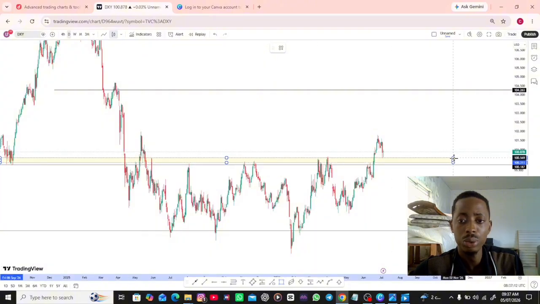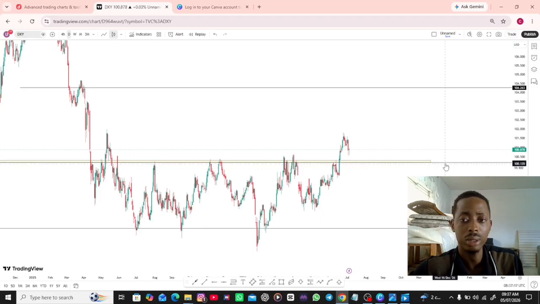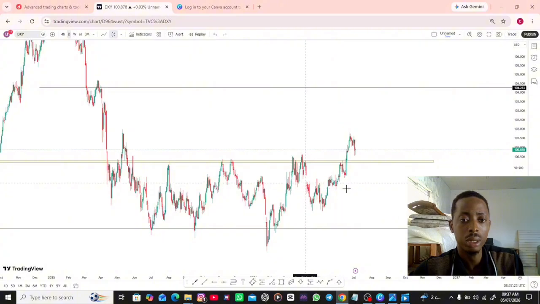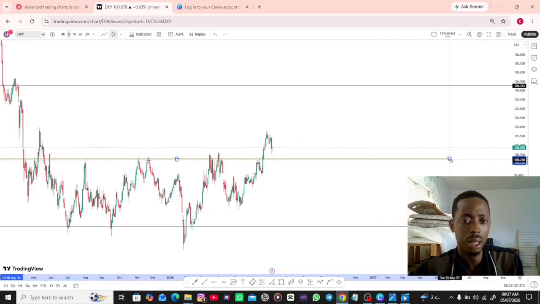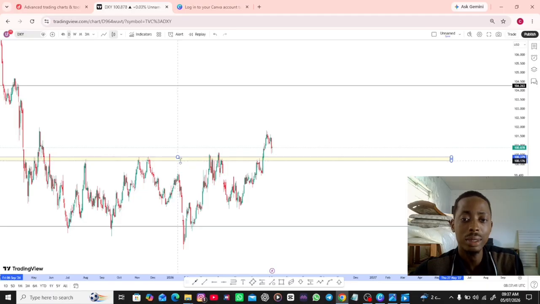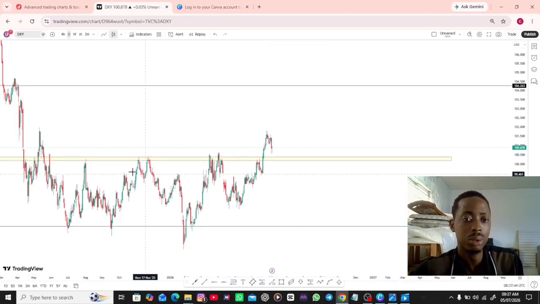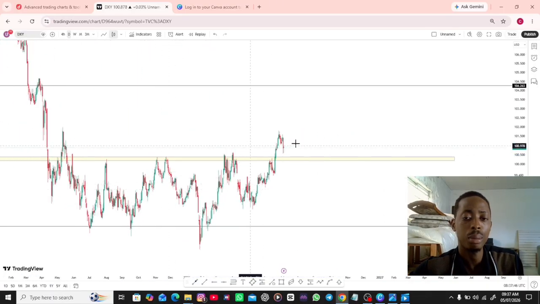For me, I don't use a horizontal bar as my level. I use a zone to cover both the bodies and the wicks, because this is what made me not lose a trade on EURUSD last week. I'm going to put the screenshot, the before and after of the market, and I'll narrate to you guys how I was able to catch that level. So my bias now is to this level here.